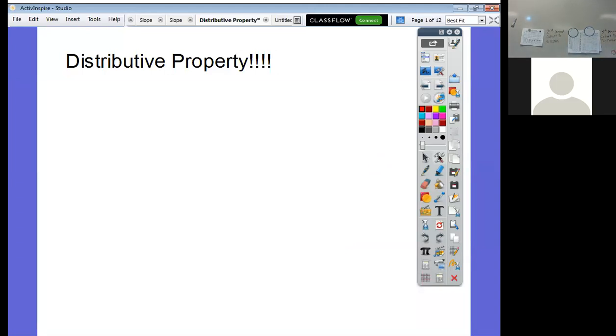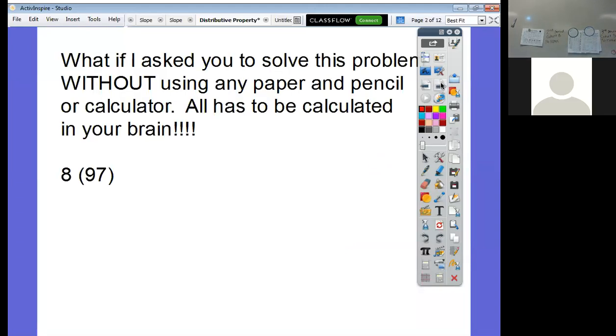All right, what if I asked you to solve this problem, and a lot of you guys are like, finally, Mrs. Parkin's doing what I've been wanting to do forever and ever and ever, which is multiplying numbers without having to show my work. Woo! All right, so what if I told you and asked you to multiply these numbers without using any work? Okay?